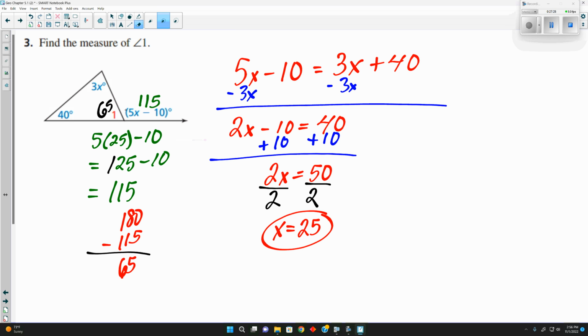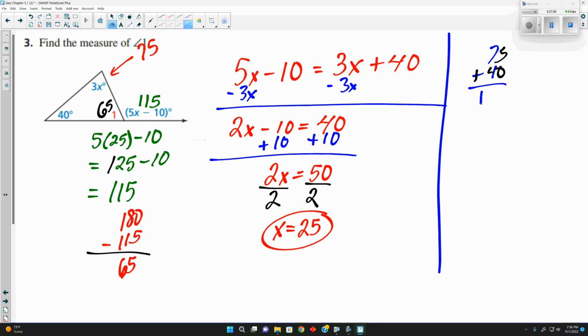Right. Because we could have plugged it into 3x. 3 times 25 is 75. Now, 75 plus 40 is 115. Now we said the exterior angle is equal to the sum of the opposite two interior angles, yes? So when we add the two interior angles together, we got 115, yes? What was the exterior angle? They have to be the same thing.